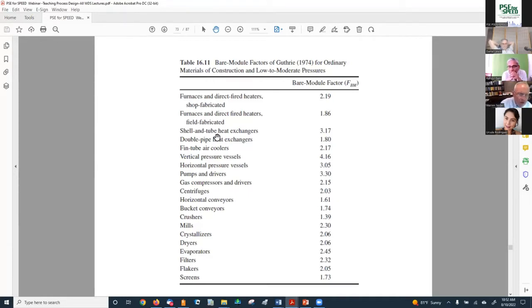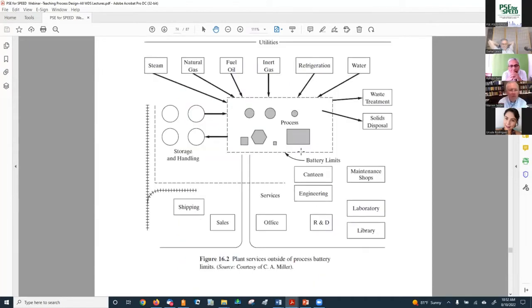So, this is for different kinds of vessels here, the vertical pressure vessels, the columns, and for compressors and drivers and so on. Separate bare module factor for each. Now, the students very badly need to understand this, in my opinion.